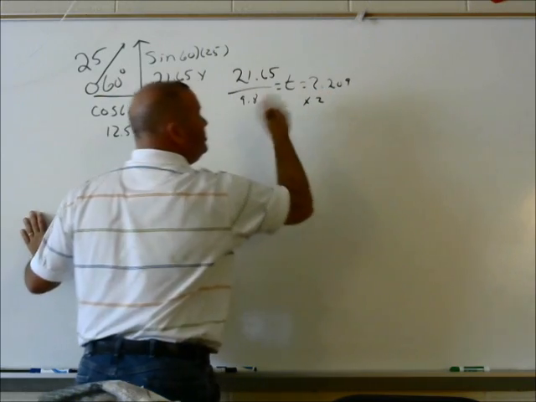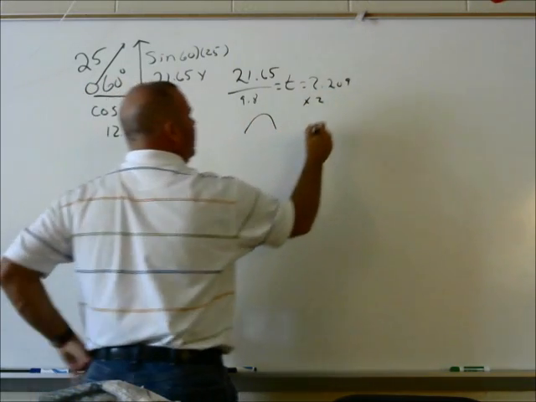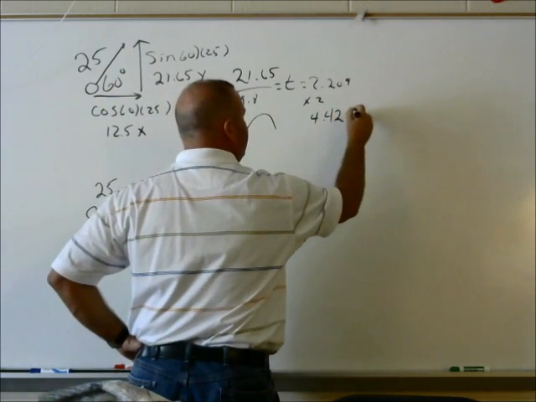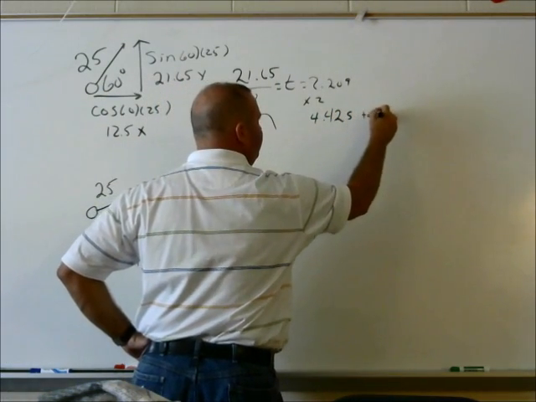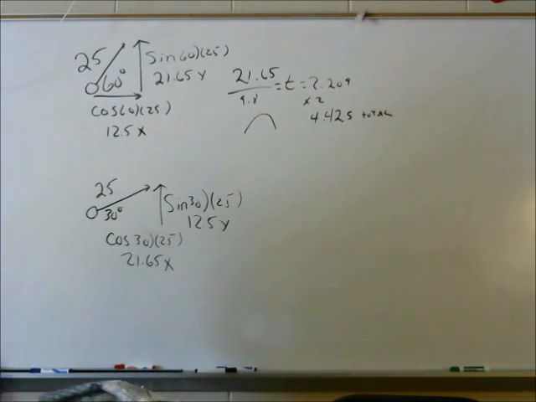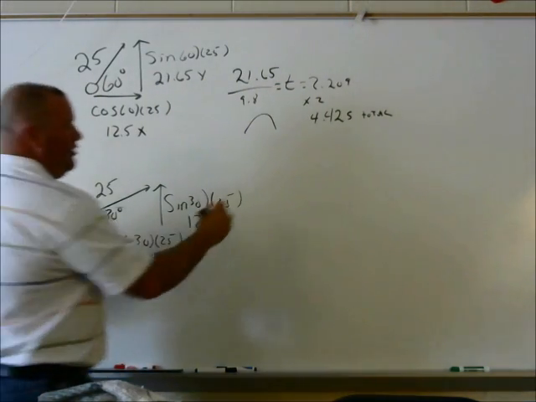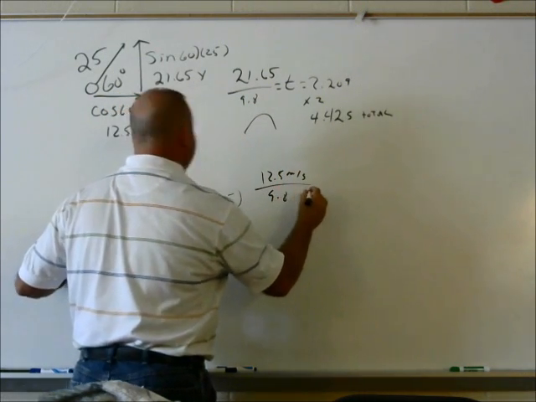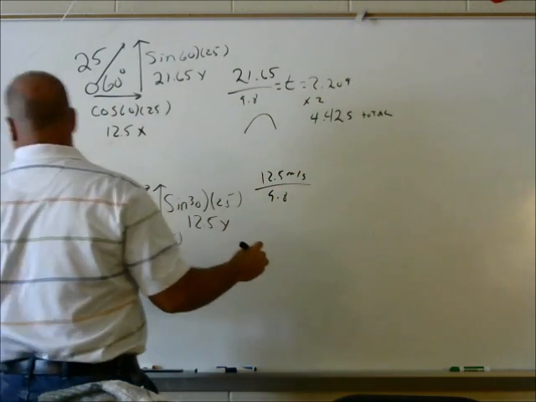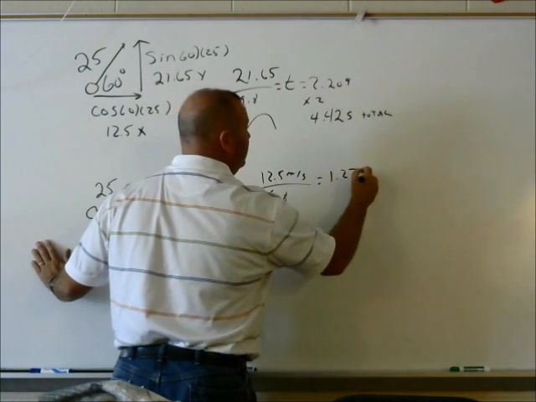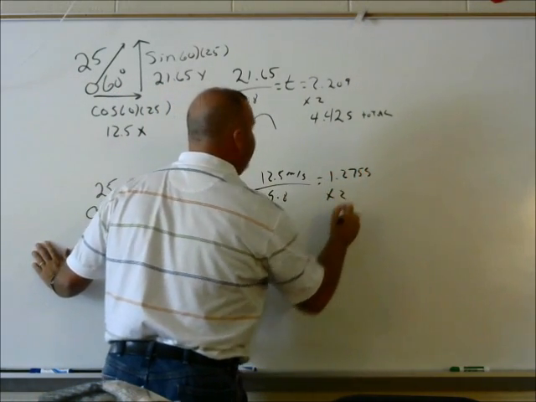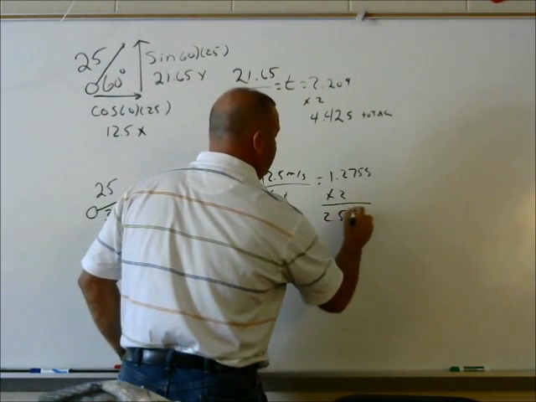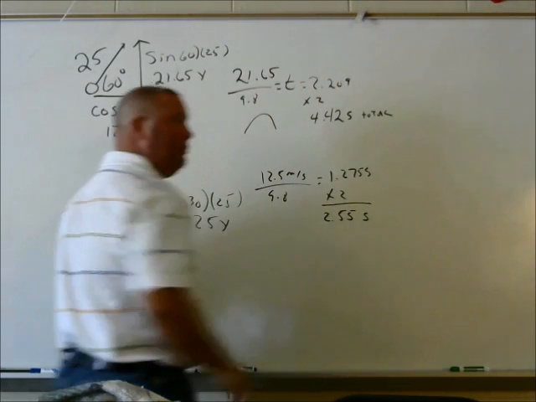And I multiply that by 2 to go, obviously, up and back down. Gives me 4.42 seconds total. If I look at the lower trajectory, I'm going 12.5 meters per second divided by 9.8 gives me a time of 1.275 seconds to get to the top. I multiply that by 2 to get my 2.55 seconds for the total up and down flight.